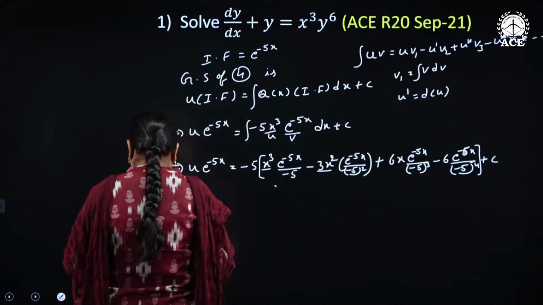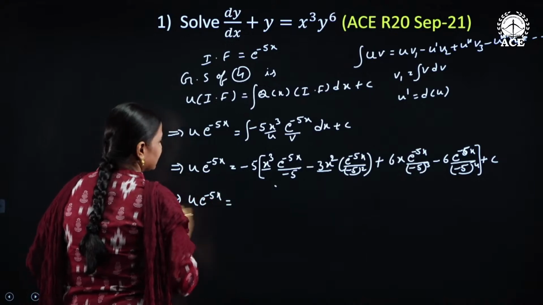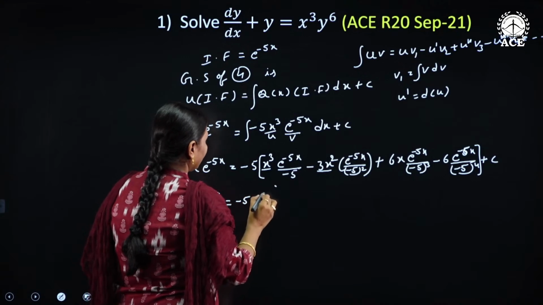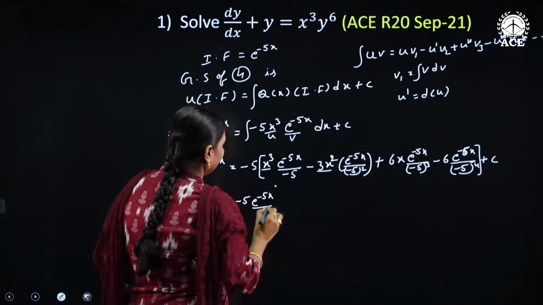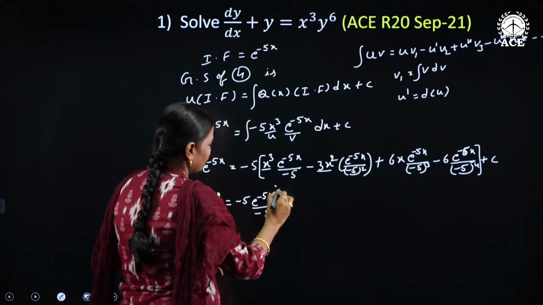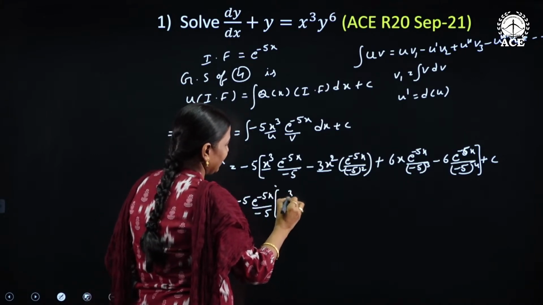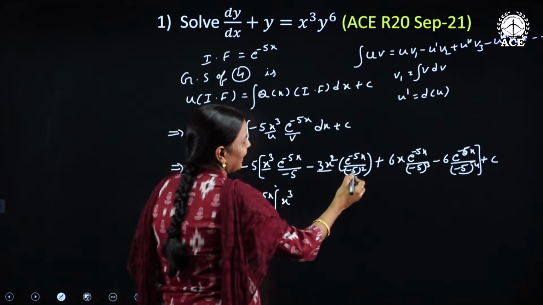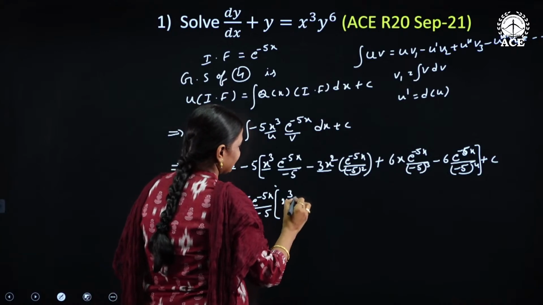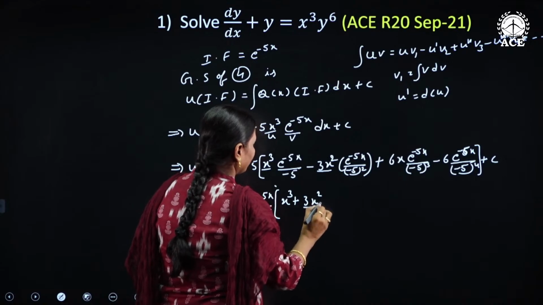So here, what are the common terms? That implies u into e power minus 5x is equal to, if we take e to the power minus 5x by minus 5 outside, what is the first one? X cube. Next, here minus 5 whole square, so that is plus, but here we take minus as common, so that is minus into minus plus 3x square by 5.